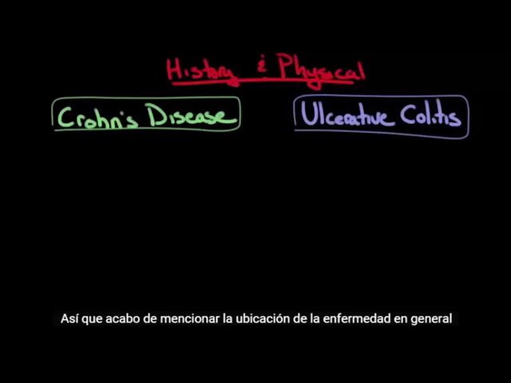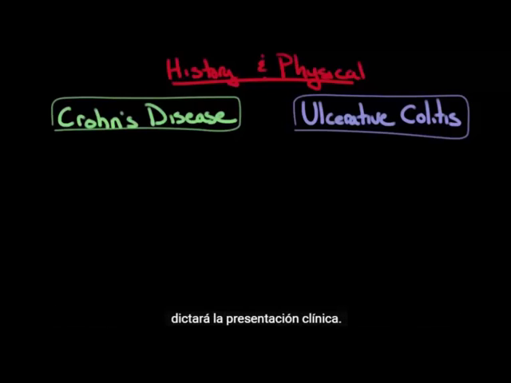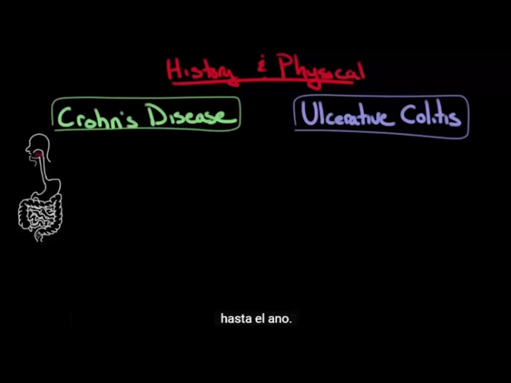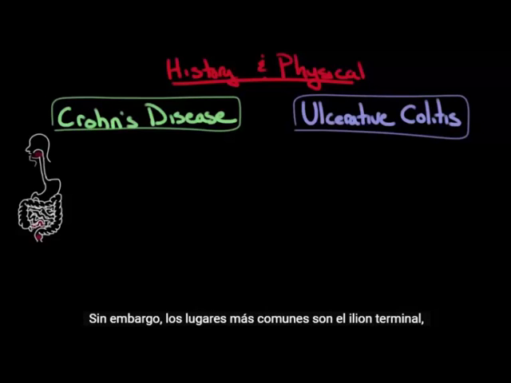So I just mentioned that the location of disease in general will dictate the clinical presentation. So where do these lesions in Crohn's disease and ulcerative colitis occur? Well, in Crohn's disease, the lesions are discontinuous, and they can occur anywhere from the mouth to the anus. However, the most common locations are the terminal ileum, the large intestine, which is also known as the colon, as well as then other areas in the small intestine.